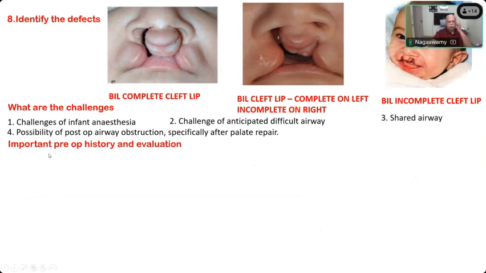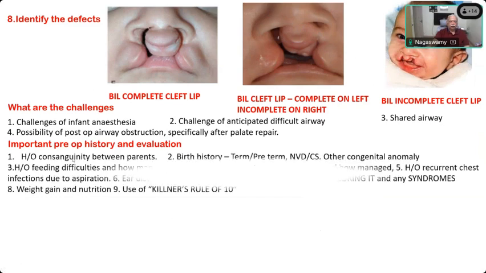Important to ask, what is the importance of pre-op history and evaluation? Feeding history, how they feed the child. Respiratory infections. First of all, always when congenital defects like this are given, start from the antenatal history, birth history, and then go to the other practical problems.